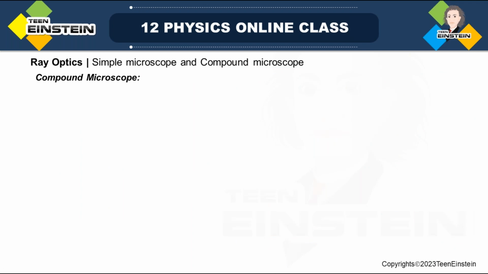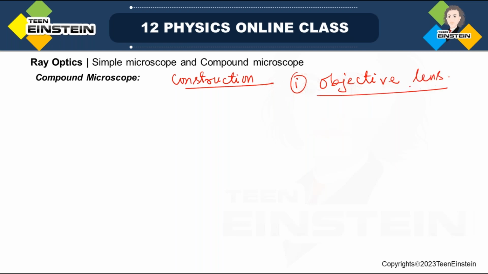A compound microscope actually has two lenses. Here, if you see the construction, there are two lenses. One is called the objective lens. This is the lens situated near the object, which has to be seen in a magnified image. It is placed near the object. That's why this lens is called the objective lens.